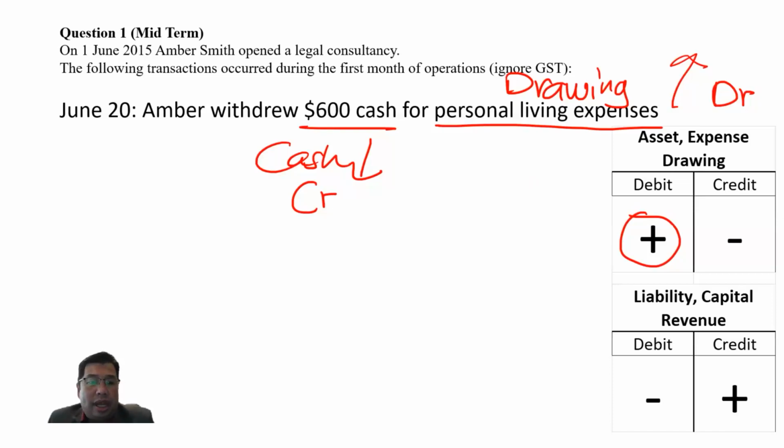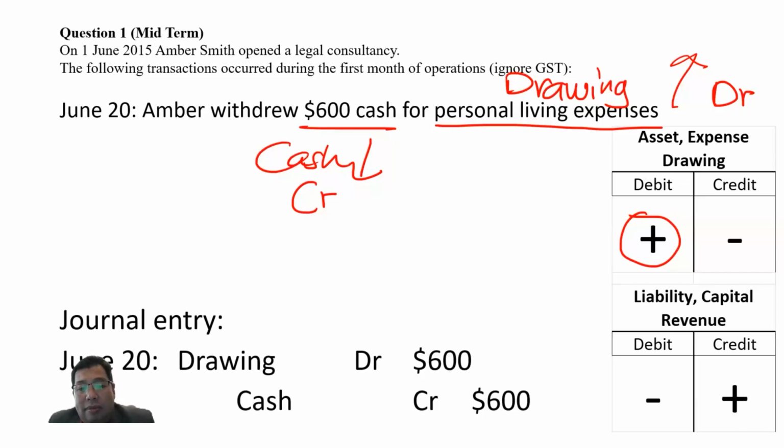Okay, there's a question whether drawing will affect capital. Indirectly, the answer is yes. At the end of the month or at the end of the year, we are going to offset the amount of drawing to the capital account. So the more drawing, the lower will be our net capital. So don't draw a lot of money from your business because it reduces your capital. So the answer for this transaction is debit drawing $600, credit cash $600.